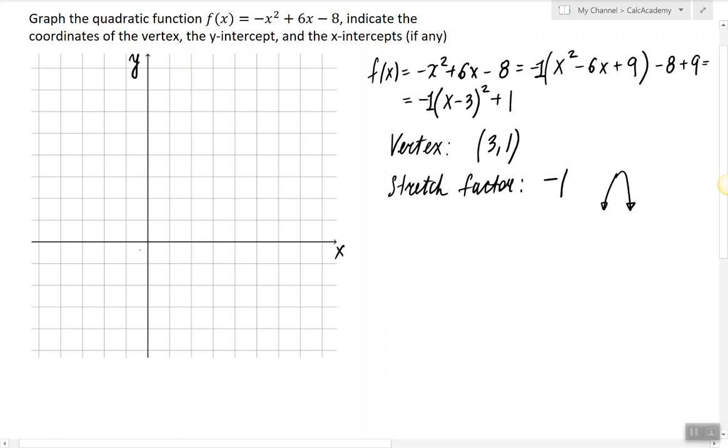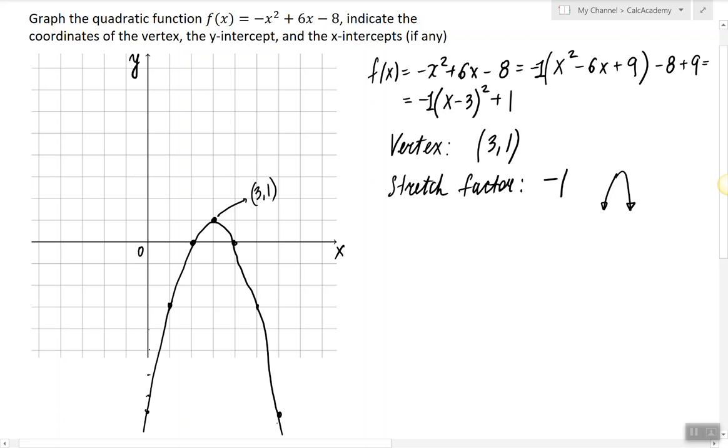So now we're ready to graph. We'll start with the vertex. Vertex is at (3, 1), and following the stretch factor, I go 1 unit out, 1 down, 2 units out, 4 down, 3 units out, 9 down, on either side, and now we have enough to graph this parabola.